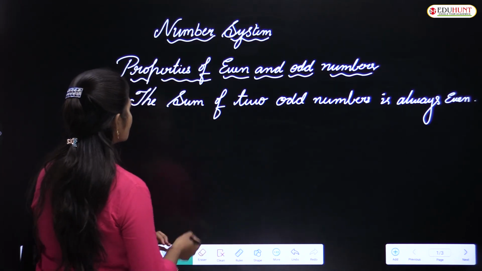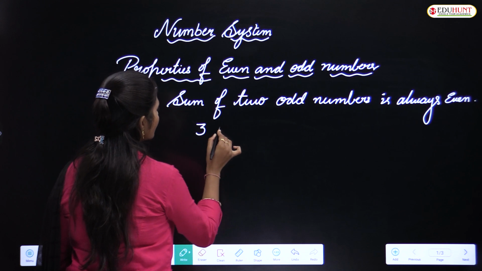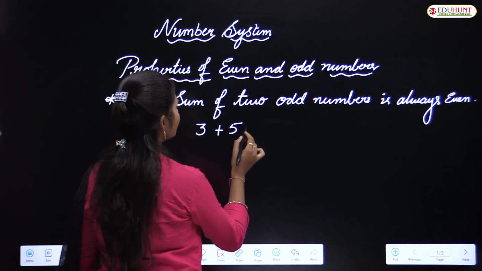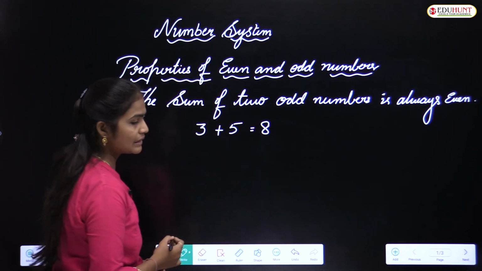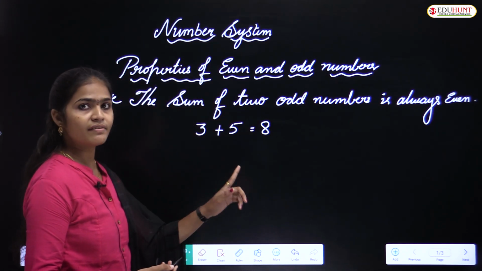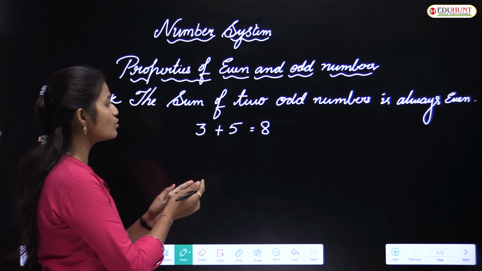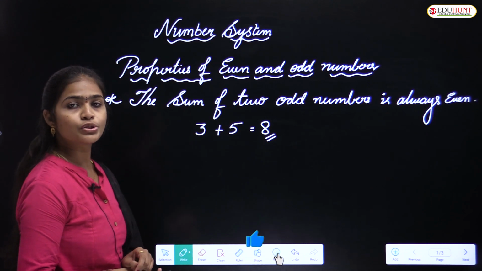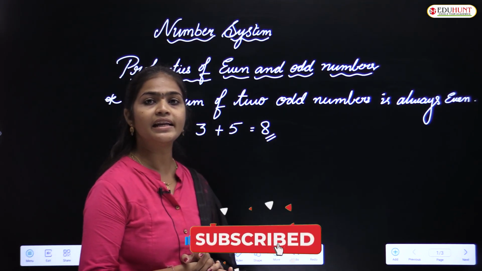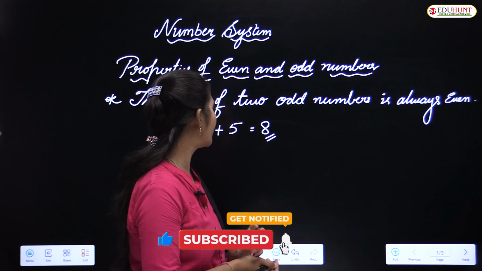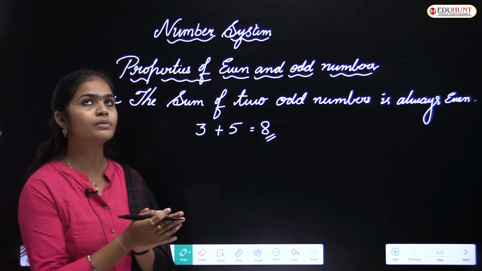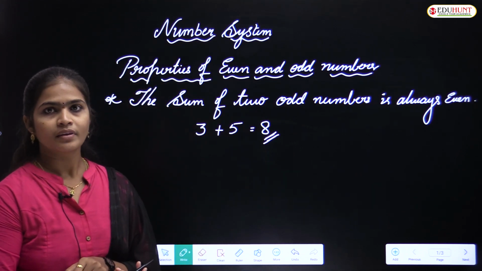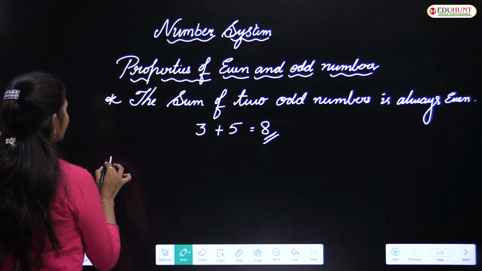Why? See here, for example, the first odd number I have taken as 3, the second odd number is 5. So 3 plus 5 is equal to 8. 3 is an odd number, 5 is an odd number. If you add those two numbers, which number do you get here? That is an even number. So if you choose any two odd numbers, whatever they may be, if you add them, you will always get an even number only. Okay. Next, the difference of two odd numbers.